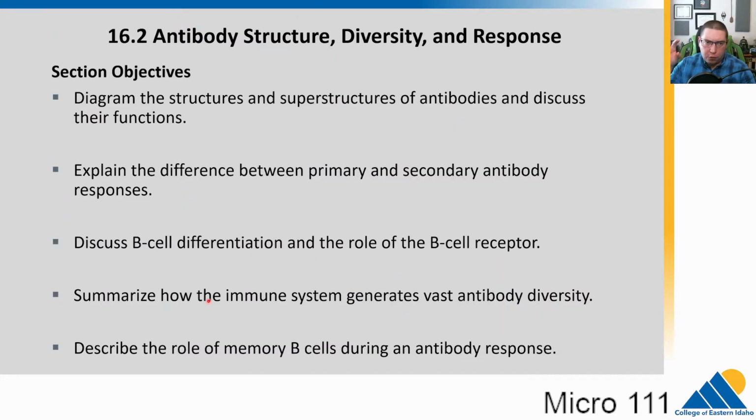Okay, so we're going to talk first about the structure of antibodies and the broader types of antibodies that are out there. We will then talk about antibody response. So there's an initial primary response the first time you're exposed, and then a secondary one the second time you're exposed to an antigen. We'll talk about B cells and how they differentiate, and a little bit about the B cell receptor that's on there. And then we'll talk about how this all fits in and mention B memory cells here.